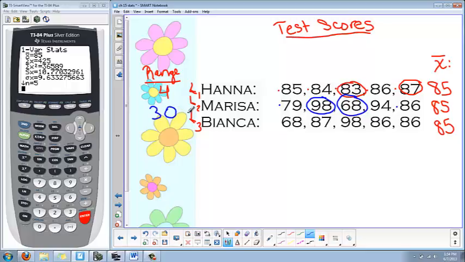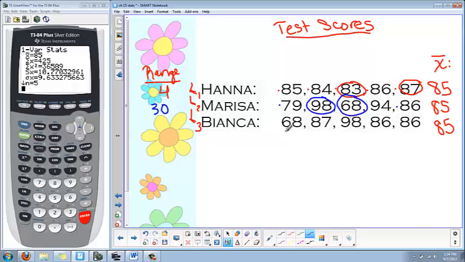So that means that Marissa is not as consistent of a student as Hannah was. You see how all of Hannah's scores were within 4 points of each other, but all of Marissa's scores were within 30 points of each other. So you can tell that she's not as consistent of a student. Sometimes she has really good days, sometimes she has really bad days.